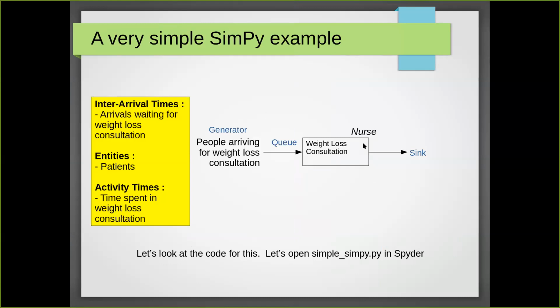Here I said that one of the things I wanted for my model was a generator for people arriving for the weight loss consultation, who then queue for the weight loss consultation activity, which needs a nurse, and then they exit via a sink. So we've got inter-arrival times for the arrivals waiting for the weight loss consultation. Our entities are patients, and the activity times are the time spent in the weight loss consultation.